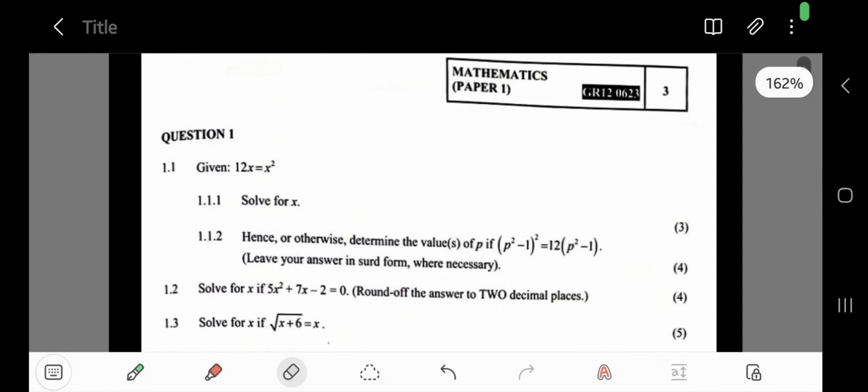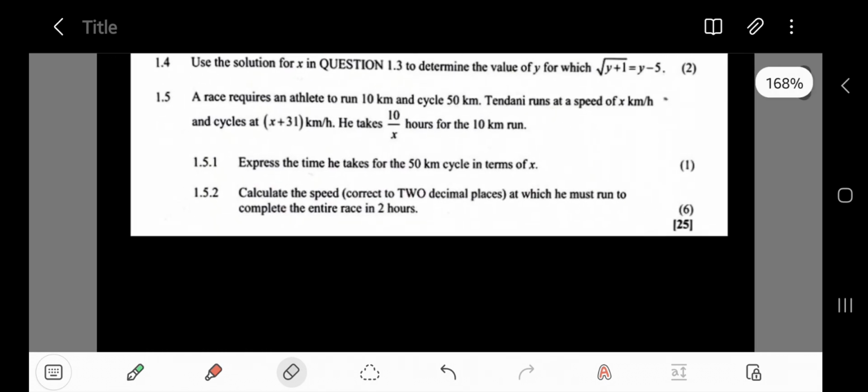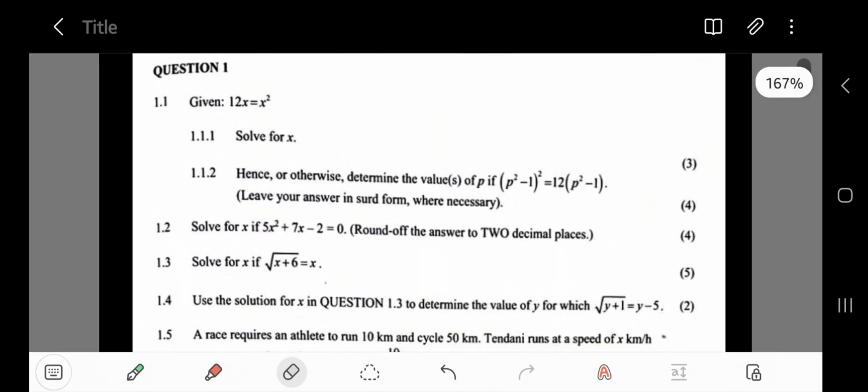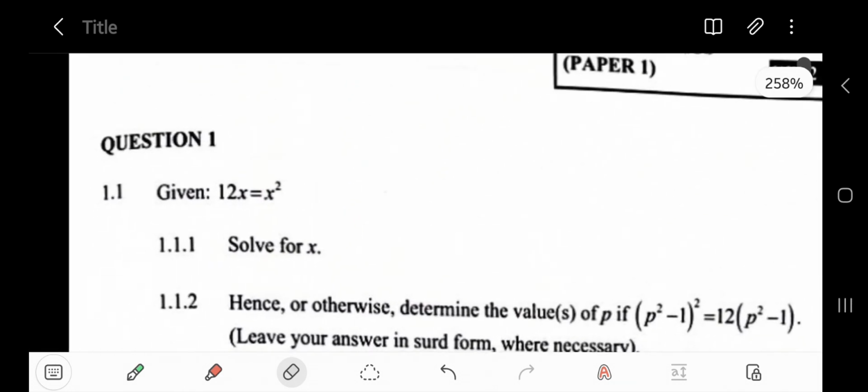Hello guys, so we're going to be solving question 1 of the June 2023 Gauteng paper that was written on the 9th of June, which is the day of the recording. So let's go. 1.1.1, they want us to solve for x from the given equation. So let's write that down.